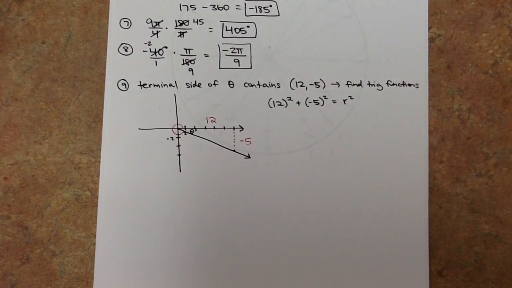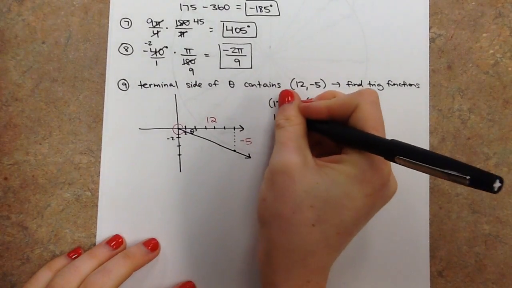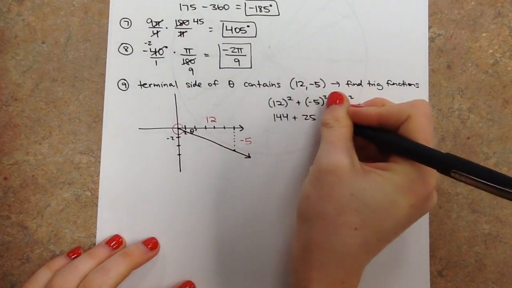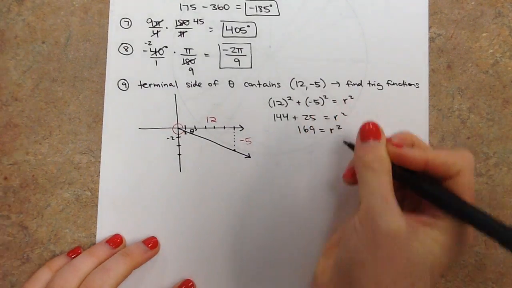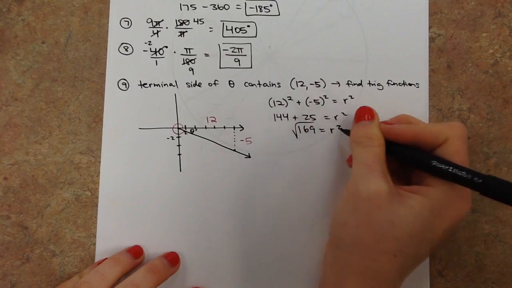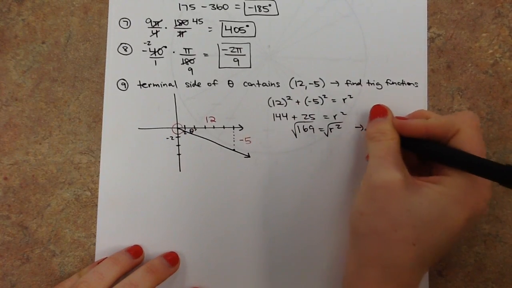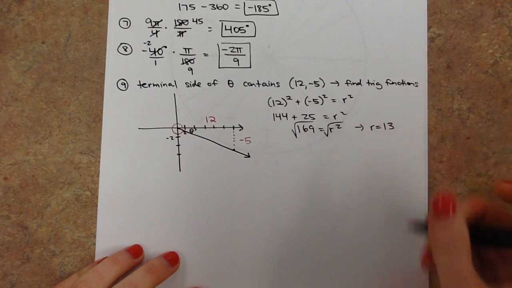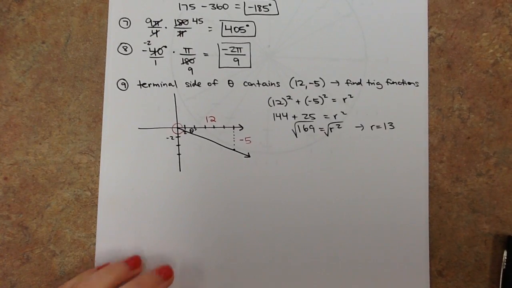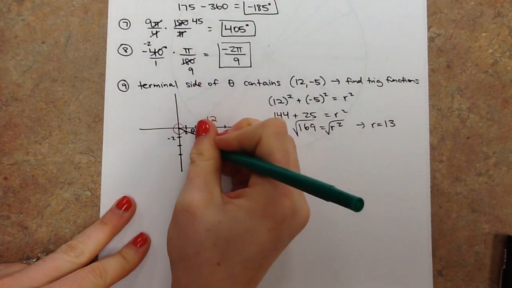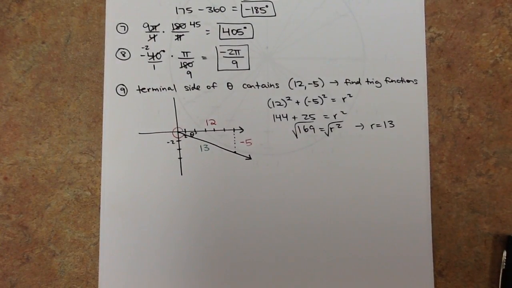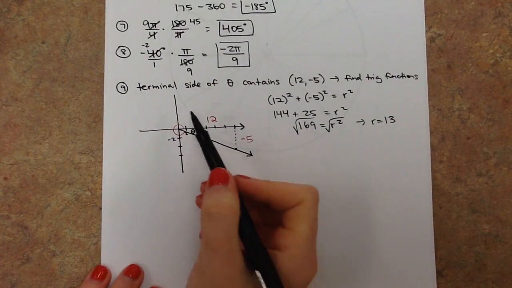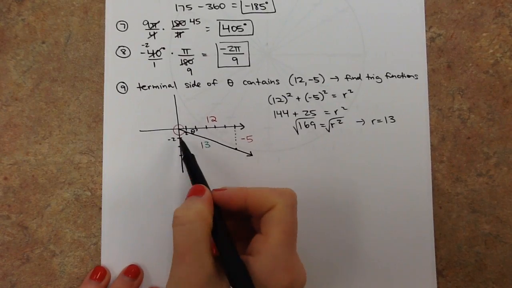We use x, y, and r when we were dealing with the 12-3 stuff. So 12 squared is 144 plus 25. Add those together, we get 169. And then square root to get r by itself, and that is 13. Okay, so we can label that on there as well. So this is the one we just found, was 13. Okay, so remember, this whole thing, that's our actual theta.